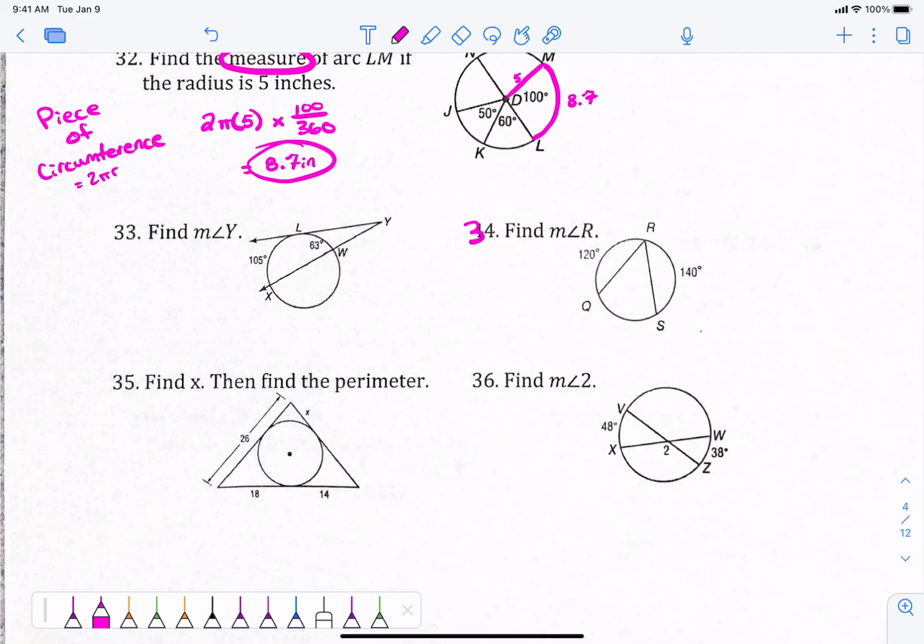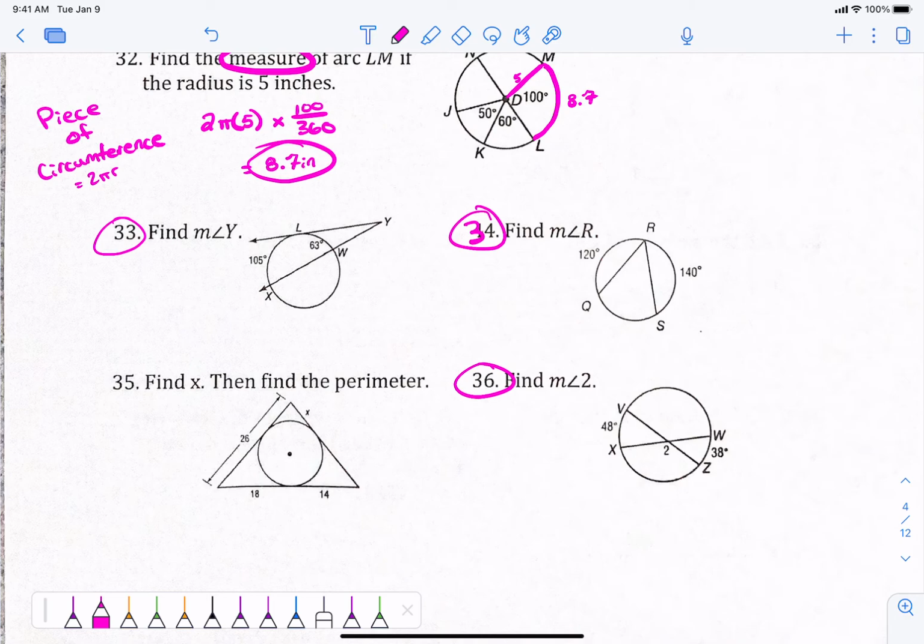Okay, we're going to look at all three of these at the same time. So 33, 34, 36. One of them is an add divide by 2, one of them is a subtract divide by 2, and one of them is a just divide by 2.